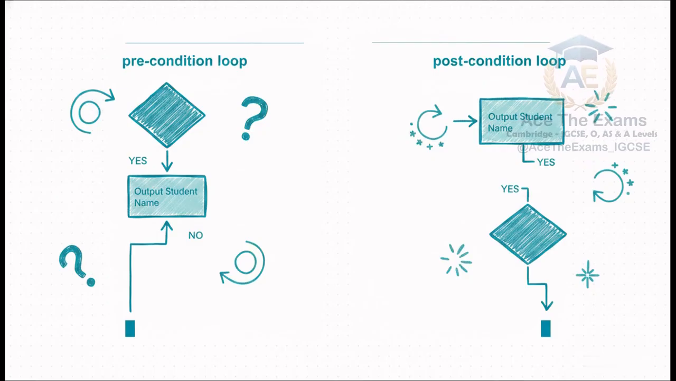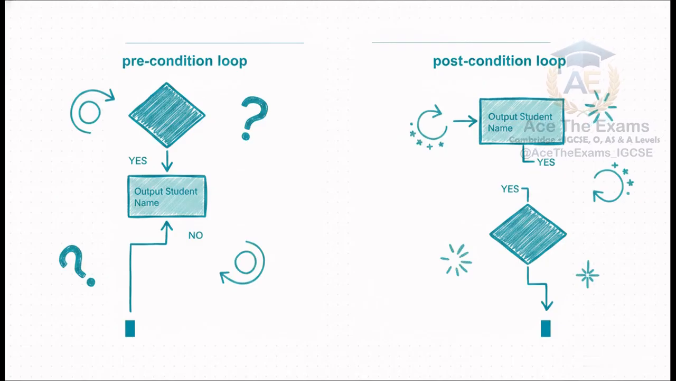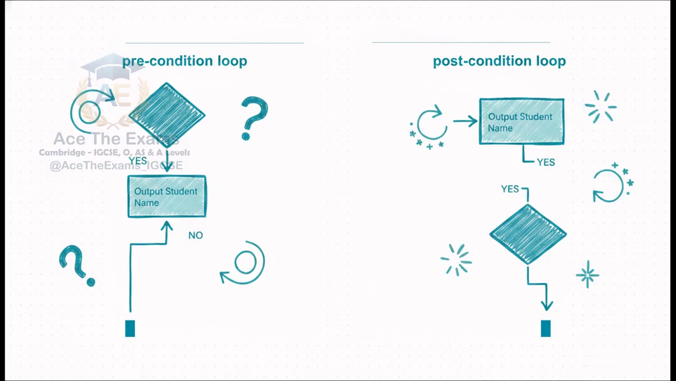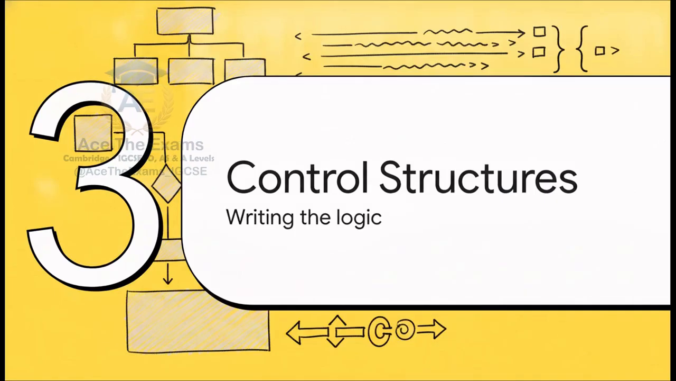In this scenario, the logic executes first, and the loop counter is tested at the end of the loop. This guarantees the code runs at least one single time. Understanding this subtle visual difference is an absolute game changer when you're mastering iterative logic for the exam. Which brings us to Section 3, control structures.